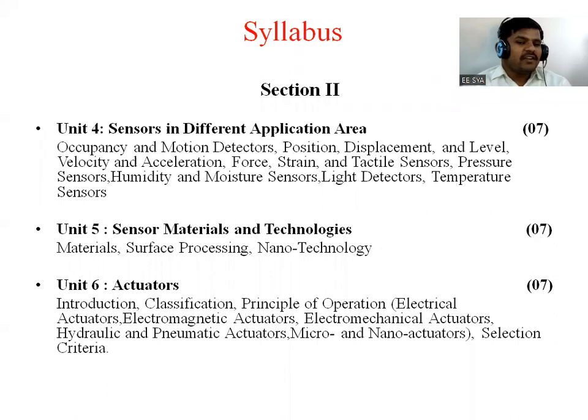Then in the second section, unit number 4 is based on the types of sensor and application. One unit is based on sensor material and technology, manufacturing of sensor: which types of sensor material can be used and which types of technology can be used. And unit number 6 is based on actuator.